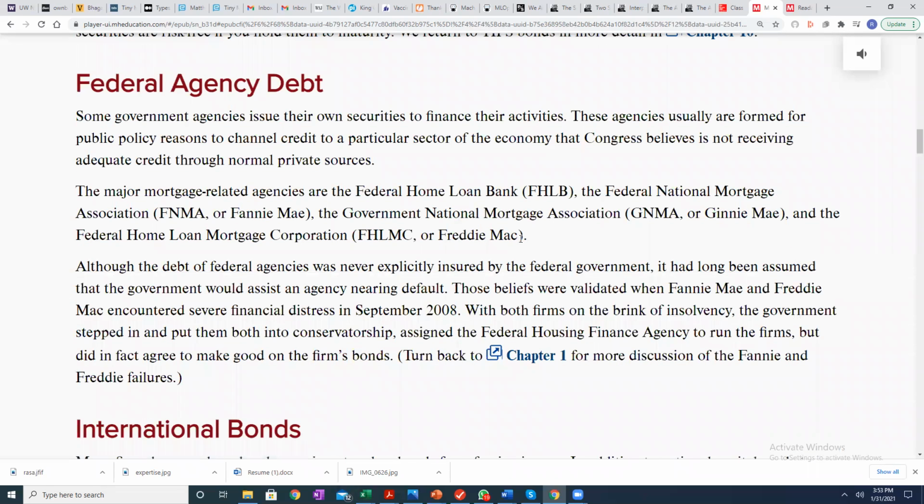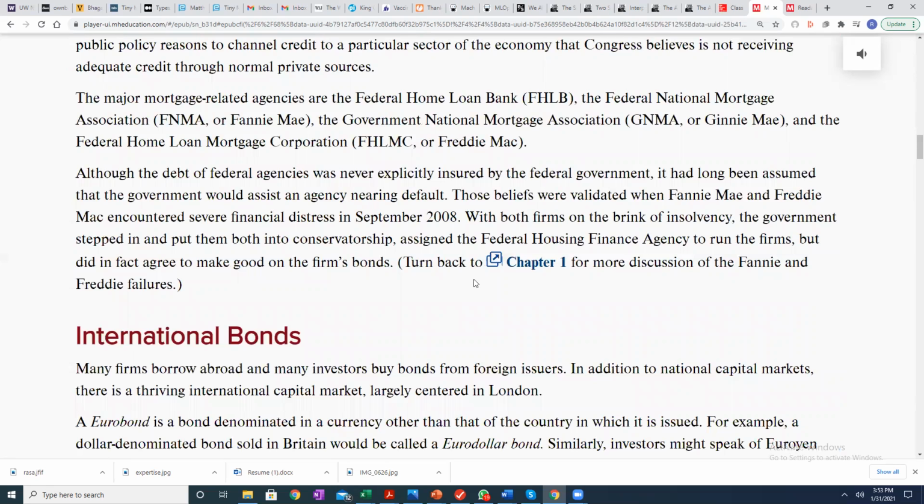Federal agency debt. Some government agencies issue their own securities to finance their activities, like the Federal Home Loan Bank, the Federal National Mortgage Association, or Fannie Mae, the Government National Mortgage Association, Ginnie Mae, and Freddie Mac, the Federal Home Loan Mortgage Corporation. Although the debt of federal agencies is never explicitly insured by the federal government, it has long been assumed that the government would assist an agency nearing default. With both firms on the brink of insolvency, the government stepped up and put both in conservatorship, but did not agree to make good on the firms' bonds.